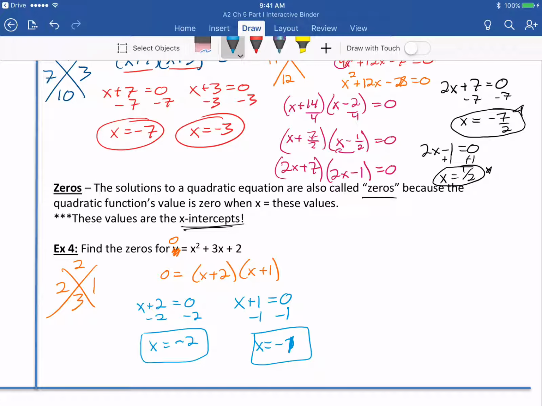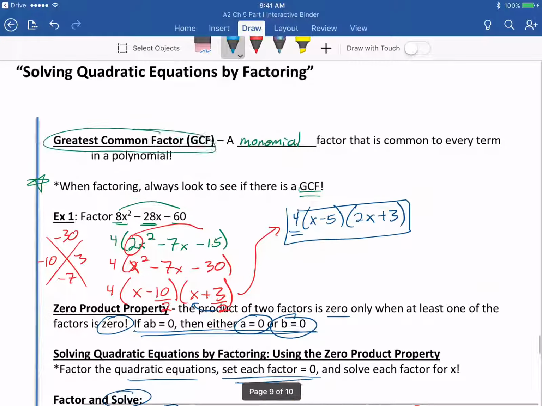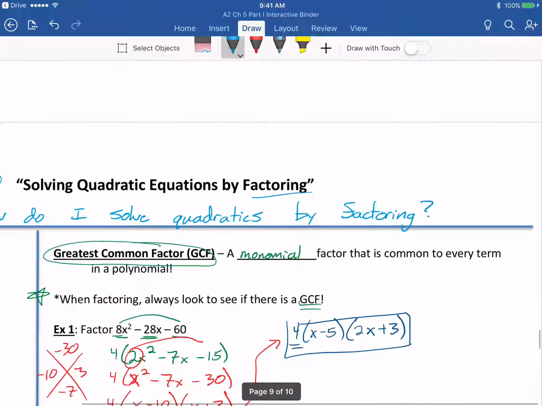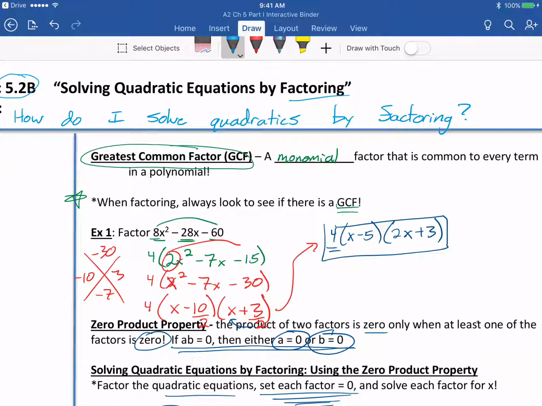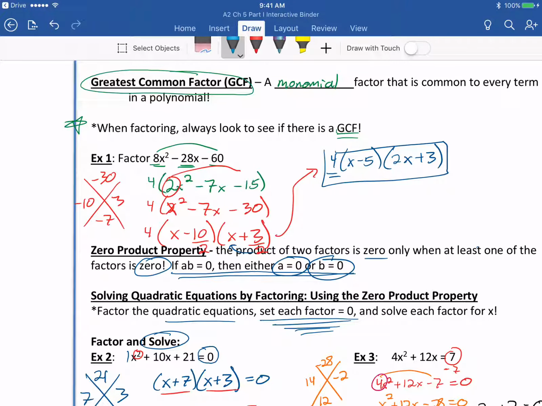All right, so the main thing here when I'm solving quadratics by factoring is that I have to factor each of these equations and then I have to set them equal to 0.